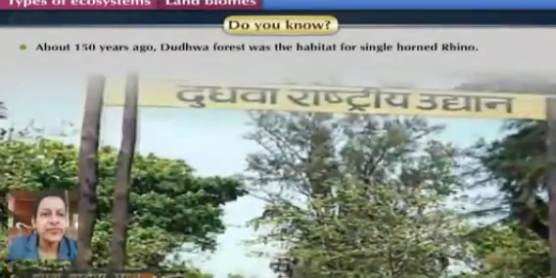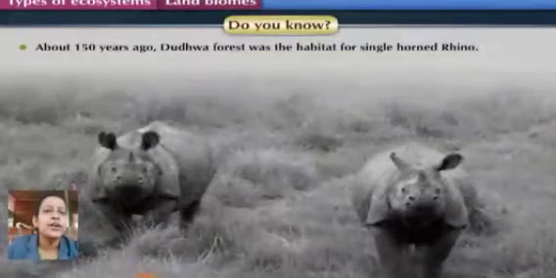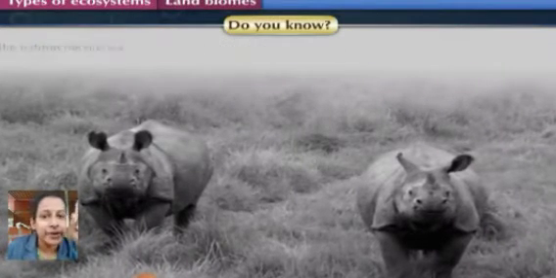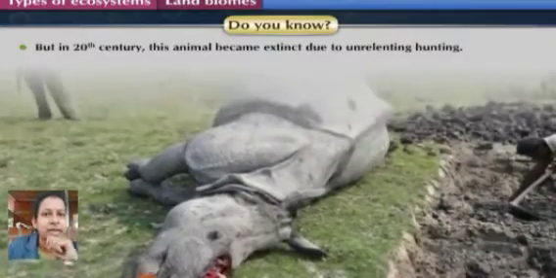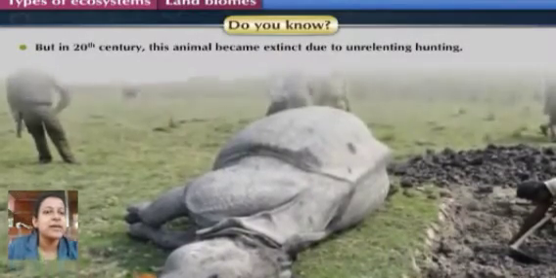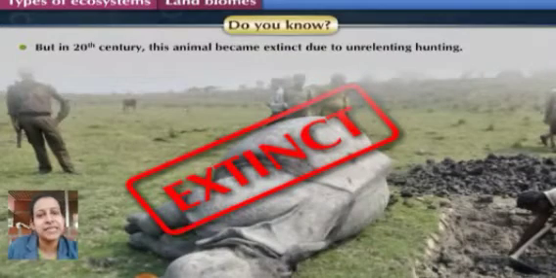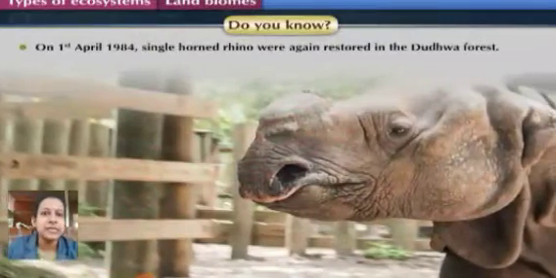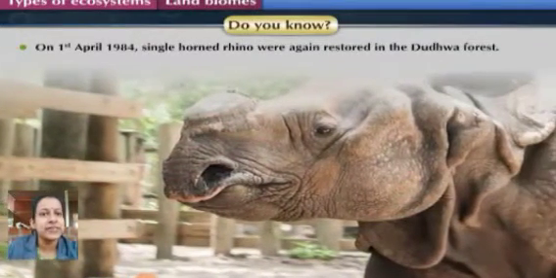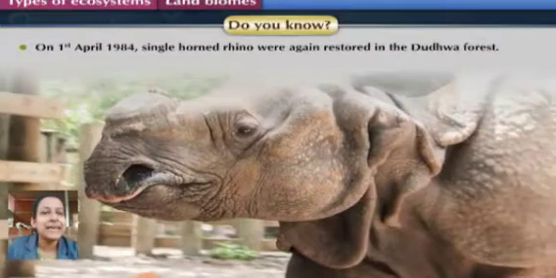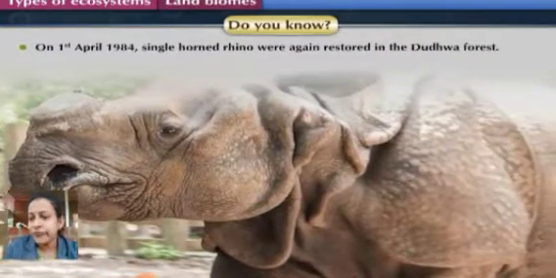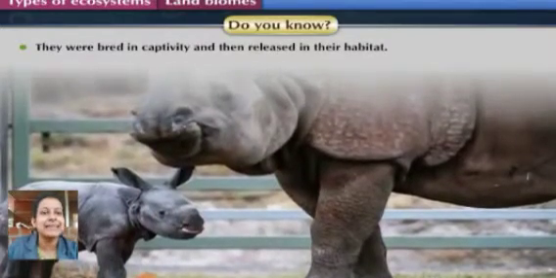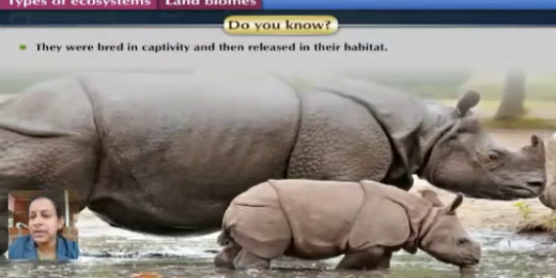About 150 years ago, the Dudhwa forest region was a habitat for the single horned rhino. But in the 20th century, this animal became extinct due to unrelenting hunting. It became extinct in the Dudhwa forest. But on 1st April 1984, single horned rhinos were again restored in the Dudhwa forest. They were bred in captivity and then released in their natural habitat.